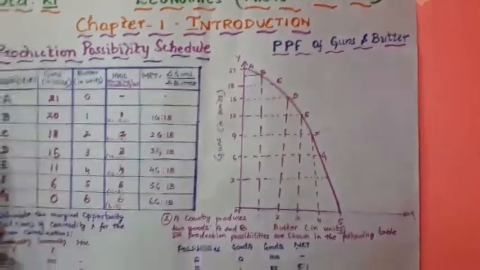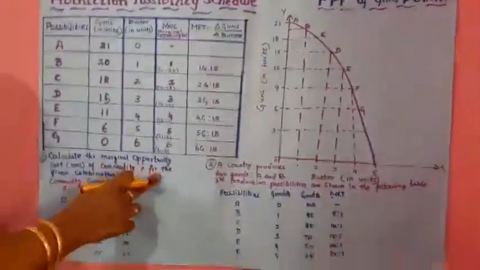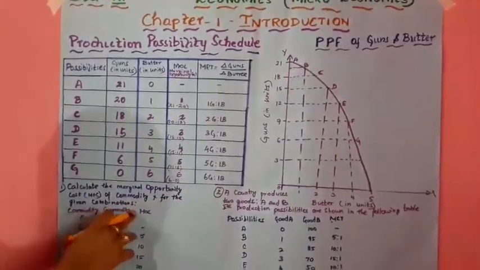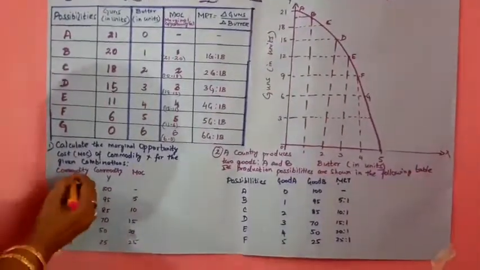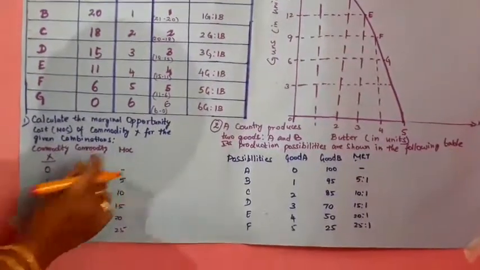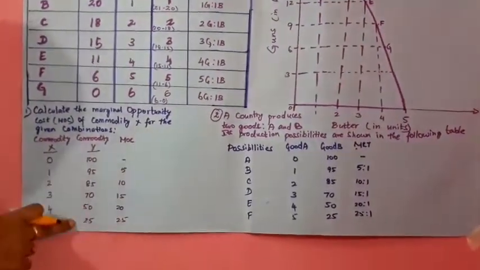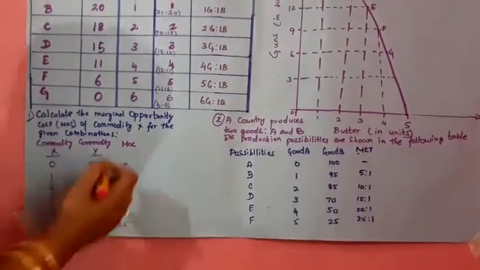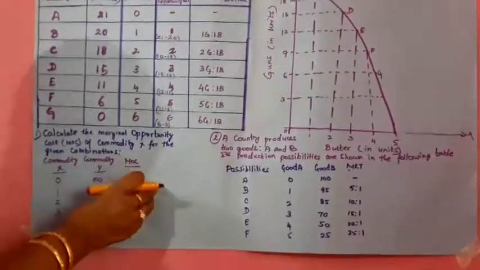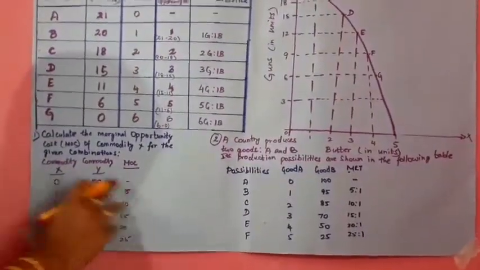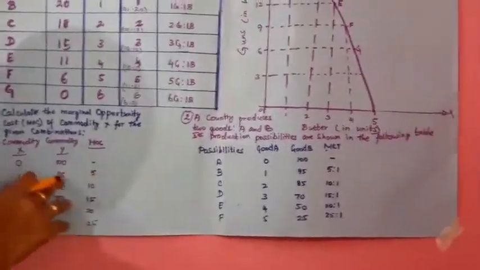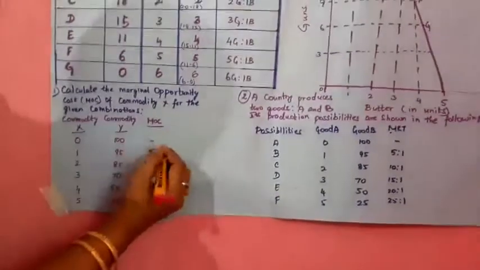See, the first one is to calculate the marginal opportunity cost, that is MOC, of a commodity X for the given combinations. Commodity X is 0, 1, 2, 3, 4, 5 and commodity Y is 100, 95, 85, 70, 50, 25. We are going to find out the MOC, that is marginal opportunity cost. In this, the first combination is 0, so MOC will also be 0. And here you take 100 minus 95, it is 5.